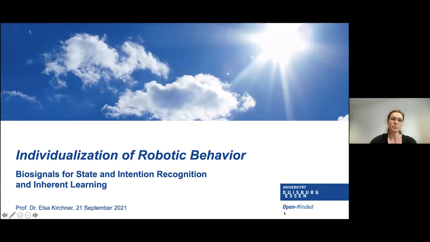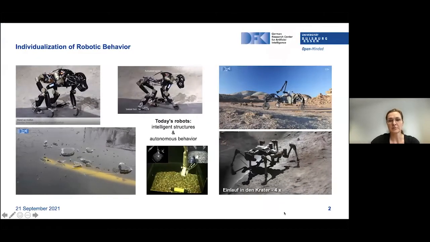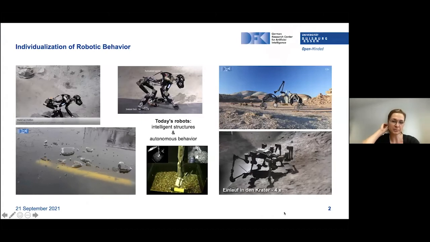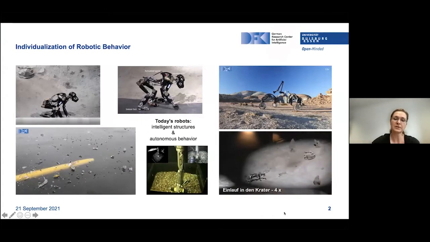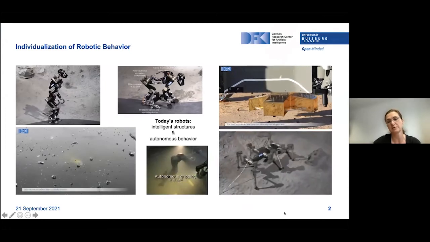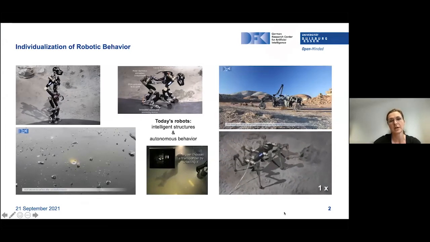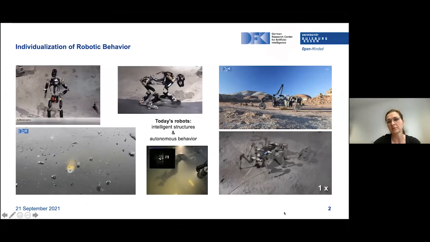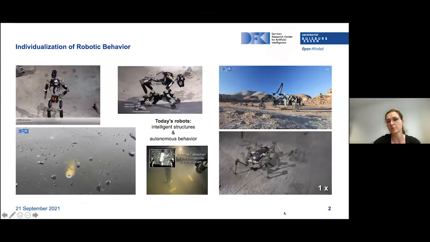And for that, probably we need state and intention recognition of the human, and we need to enable the systems to learn from that inherently. So I just want to show you some of our systems in Bremen. I'm working for the German Research Center of Artificial Intelligence, and in Bremen we have the large Institute for Robotics. And you can see that we mainly do research on autonomous robots.